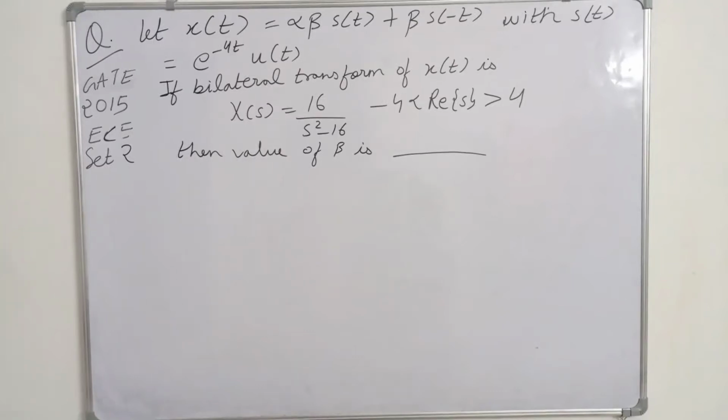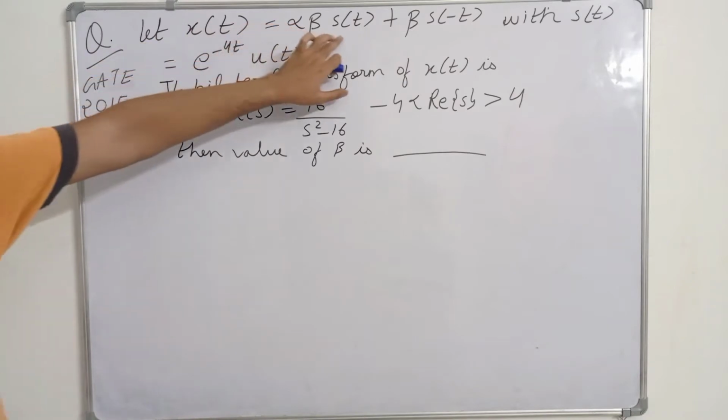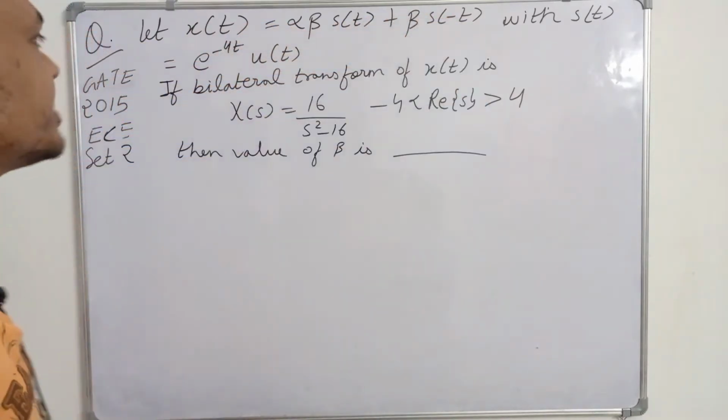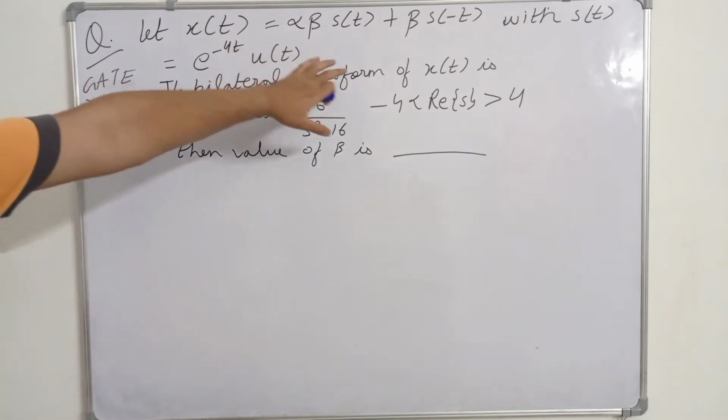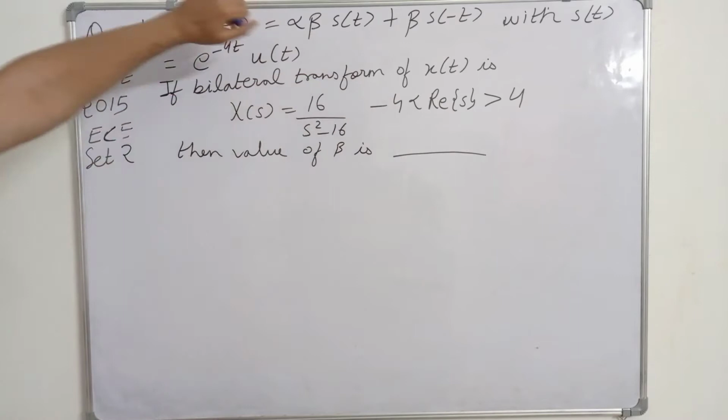So this is a question from GATE 2015 Electronics Set 2, and this is one of the best questions of electronics from signals and systems. In this question, x of t is given as alpha s of t plus beta s of minus t, with s of t equal to e to the power minus 4t u of t, and x of t has a bilateral transform.